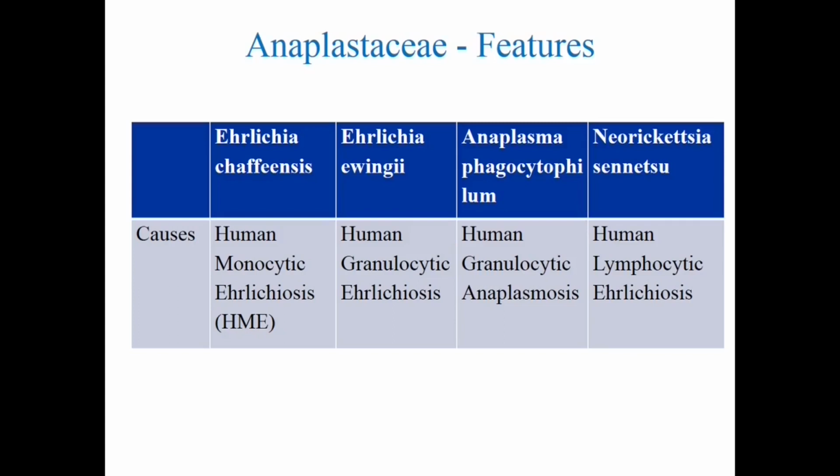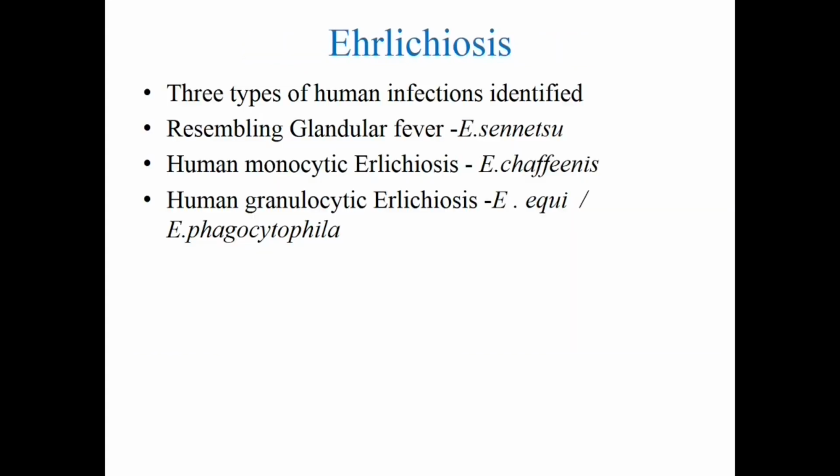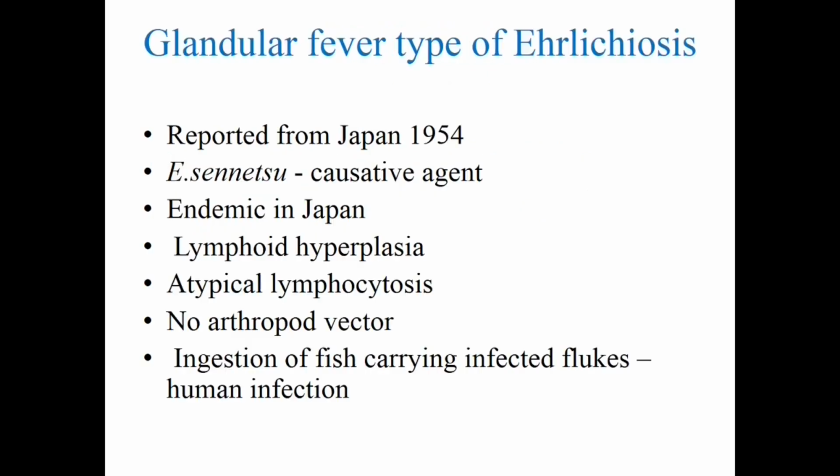In the Rickettsiaceae group, you have Rickettsia and Orientia. And in Orientia, you have only Orientia tsutsugamushi, which causes scrub typhus. Here you have 4 bacteria. Ehrlichia is responsible for 3 types of human diseases. Ehrlichia sennetsu, which causes glandular fever, Ehrlichia chaffeensis, which causes human monocytic ehrlichiosis, and Ehrlichia equi, which causes human granulocytic ehrlichiosis.